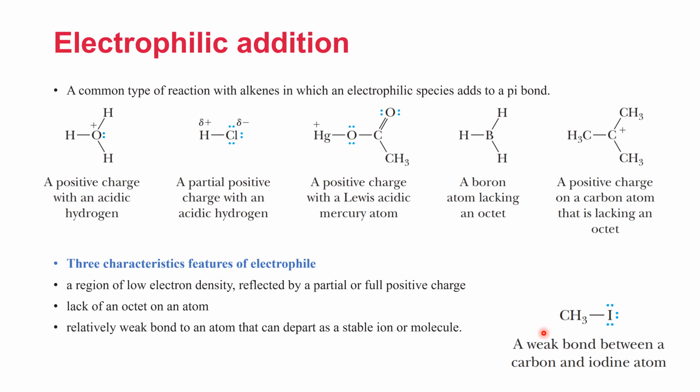And even if they are in a radical form, they can exist and survive comparatively to the other species if they are in a strong bonding. So these are the three characteristics by which we can assign whether that species is electrophilic in nature and whether that is electrophilic addition or not.